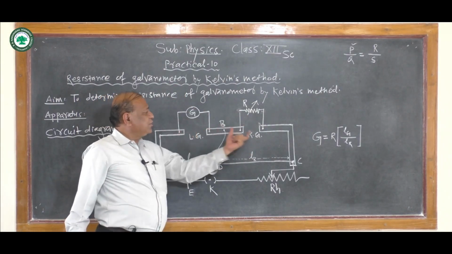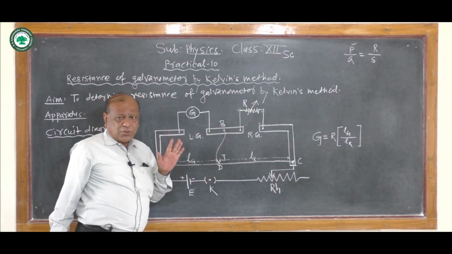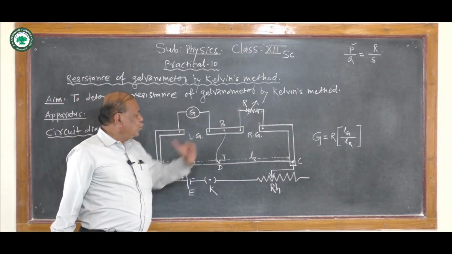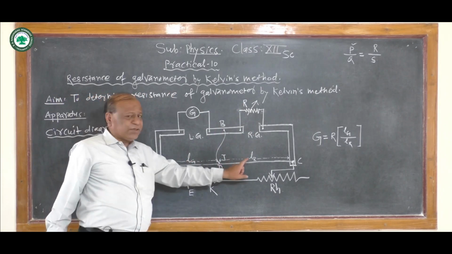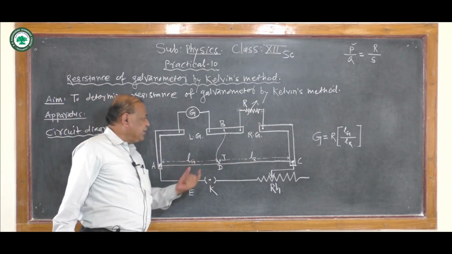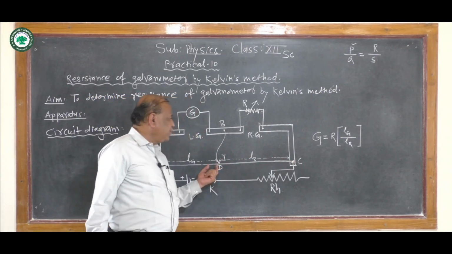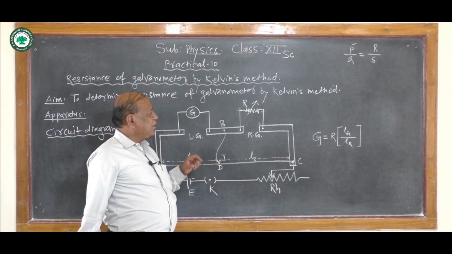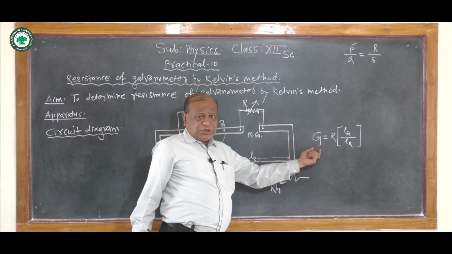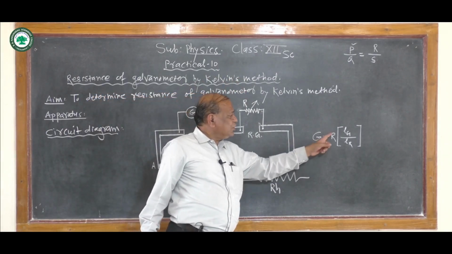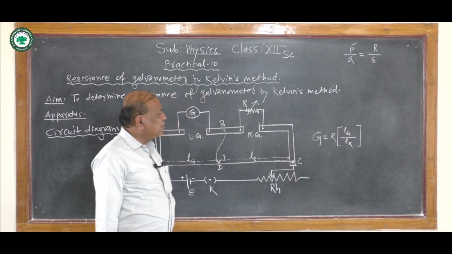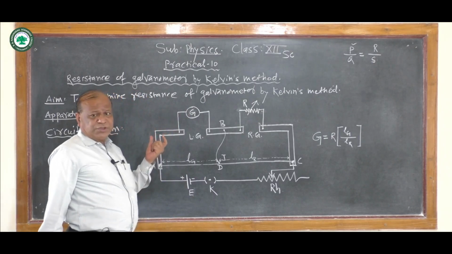This is the first gap, this is the second gap. Now here are the four resistors: this is 1, 2, this 3 and this 4, the resistance of wire AD and the resistance of wire CD. Using this balancing condition, we can use the formula G is equal to R into LG upon LR. Easily we can calculate the value of G.